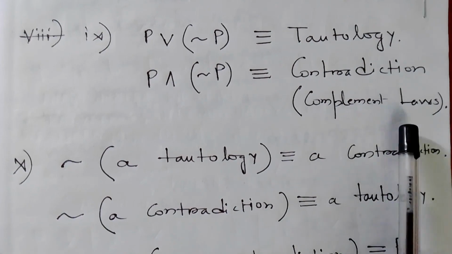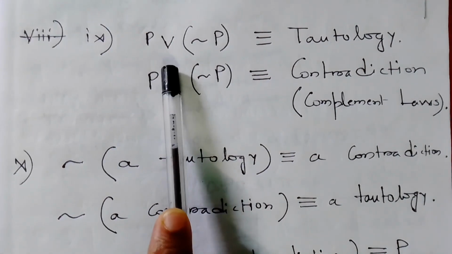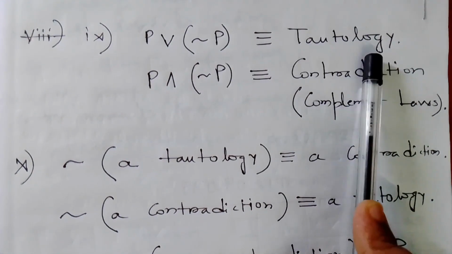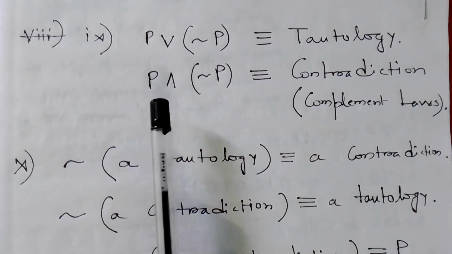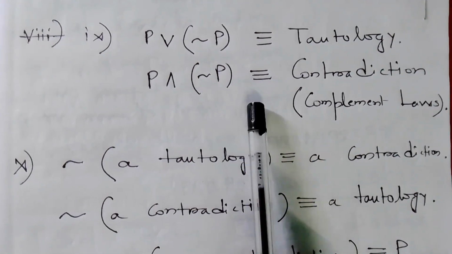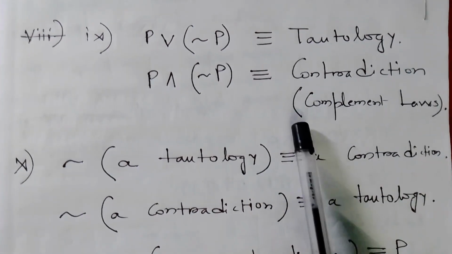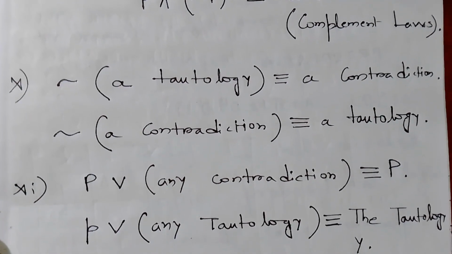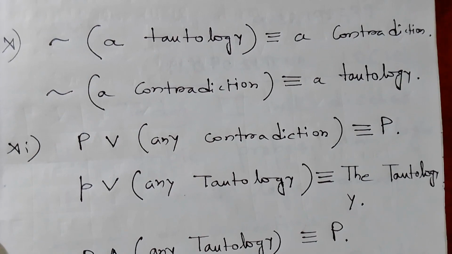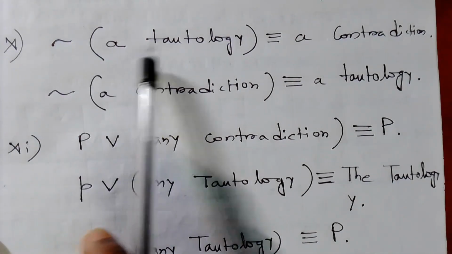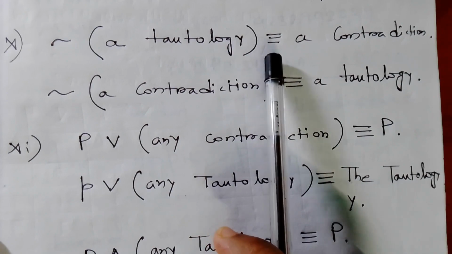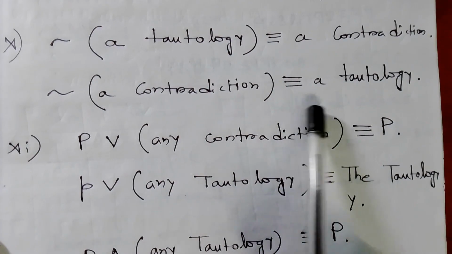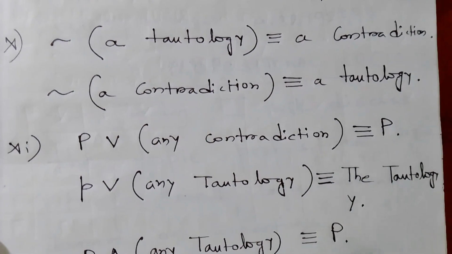And now these are the complement laws. P disjunction negation of P has logical equivalence to a tautology, and P conjunction negation of P has logical equivalence with a contradiction. So these are called the complement laws. And now negation of a tautology has logical equivalence with a contradiction, and negation of a contradiction has logical equivalence with a tautology.